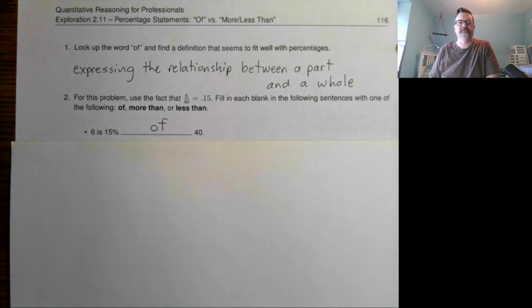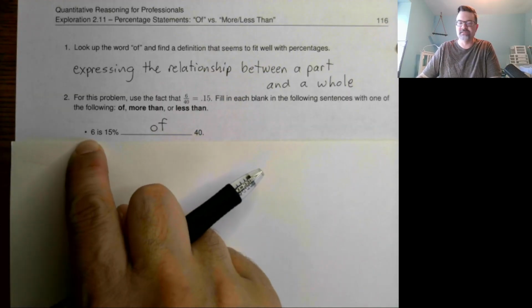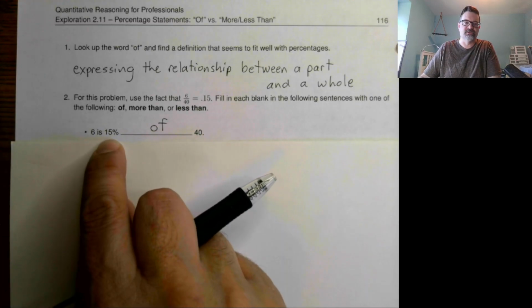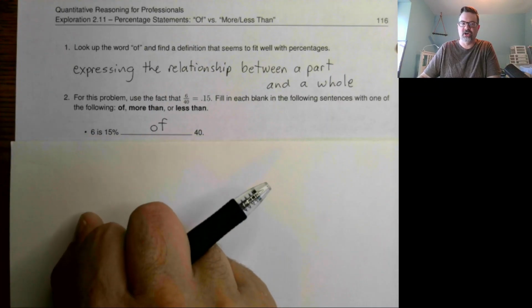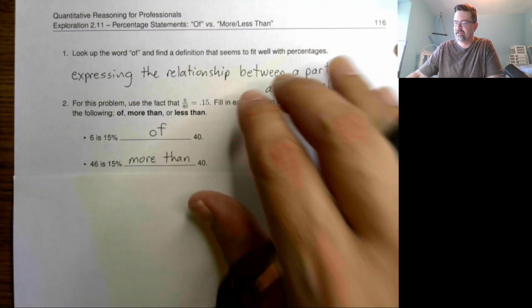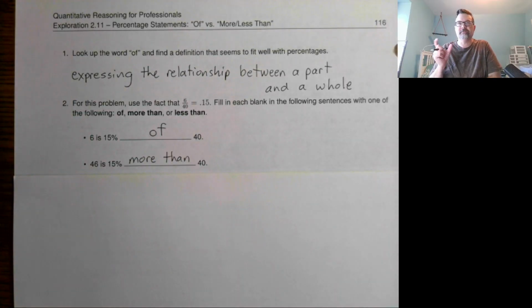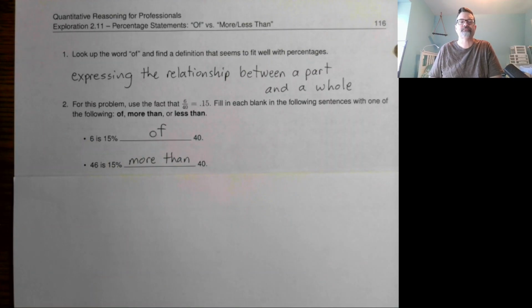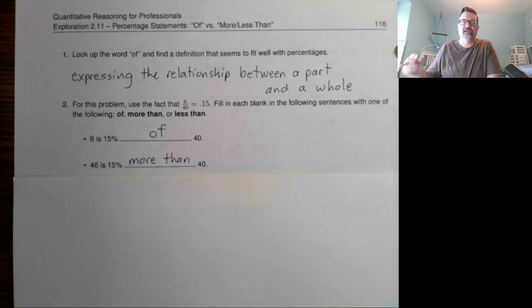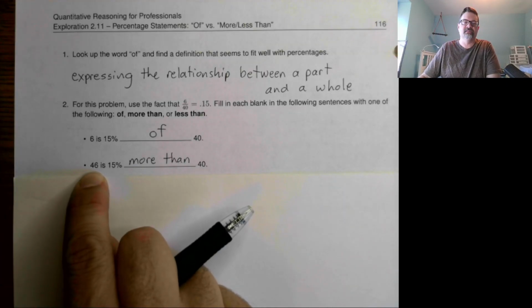All right, here's what they look like. This is how we use of. 15% of 40, I can't not say it, is 6. That's how big 6 is. That's what part of 40 6 measures out to be, 15%. So we say of. Now, when we get to more and less than kind of statements, that's where we're looking at the difference between two numbers, and that difference is 6, as we can see here. And so the number 6 isn't appearing in the sentence, but we're describing how big that number is relative to 40 again, but in a slightly different way.